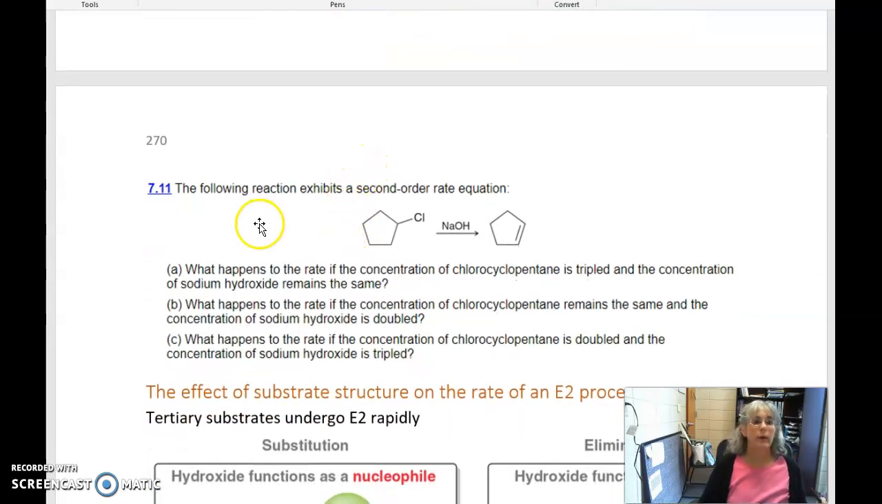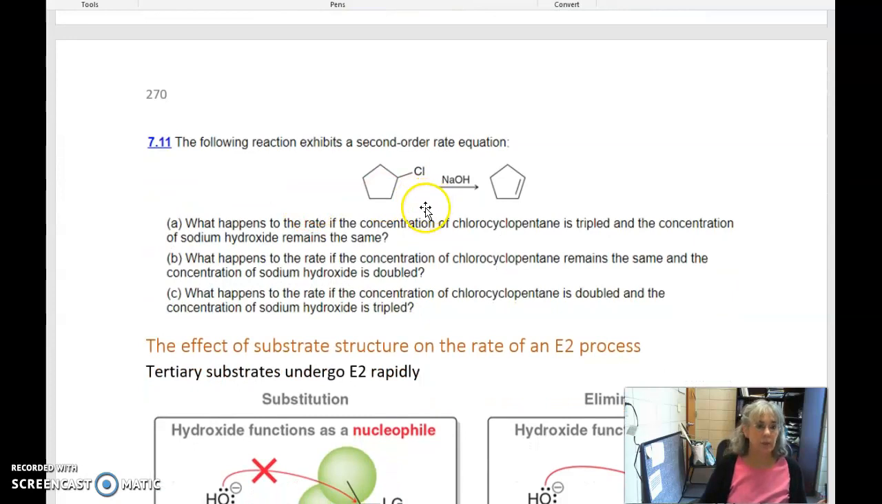And so what would happen in this reaction if we triple the amount of chlorocyclopentane? Well, we would triple the rate. If we don't change the concentration of chlorocyclopentane and we double the sodium hydroxide, we will double the rate. If we double the chlorocyclopentane and we triple the sodium hydroxide, we get a rate that is 6 times as high.